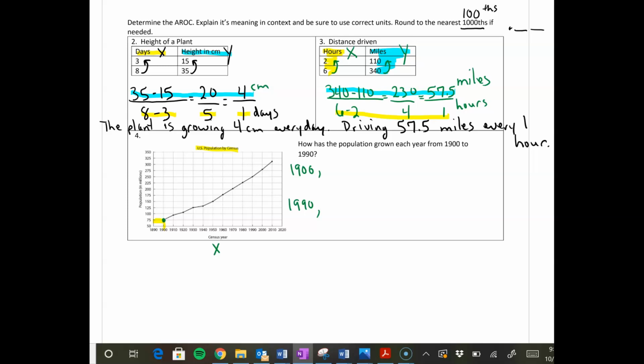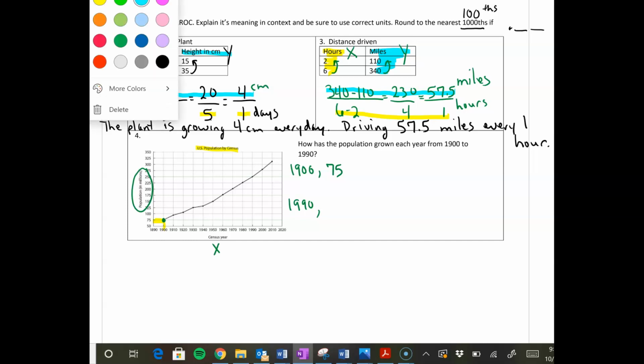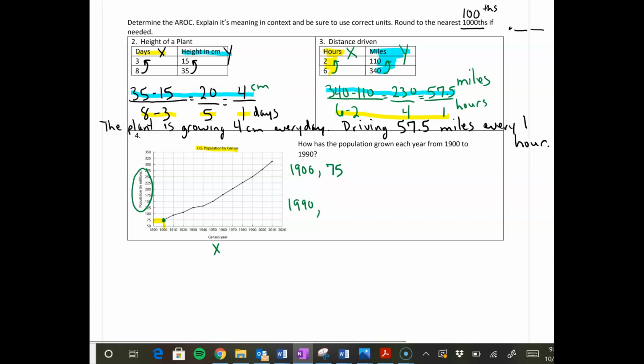Now it's not just 75, it's 75, and it says over here in millions, but I'm just going to write 75. Now when I go to 1990, again, I want to look along my x-axis for 1990. That's right here. I'm going to go up. Whoops, you can see that happen. And then we go over, and that is 250. Let's erase that a little bit so you can see it better. So 250. And now that I have my coordinates, I'll put the y's on top and the x's on the bottom.